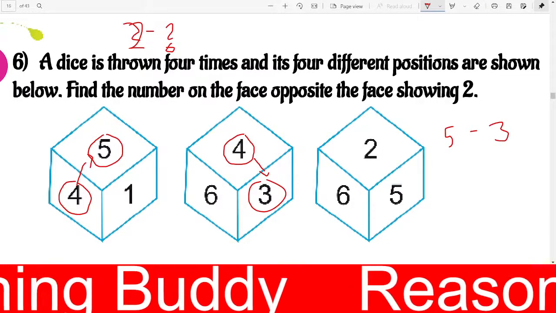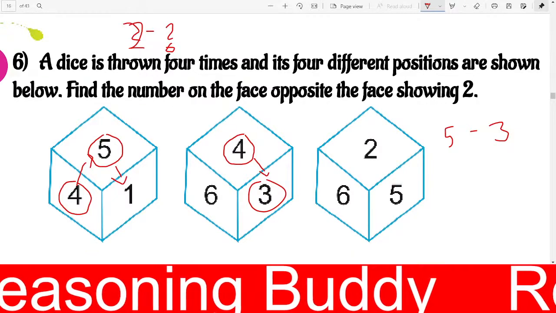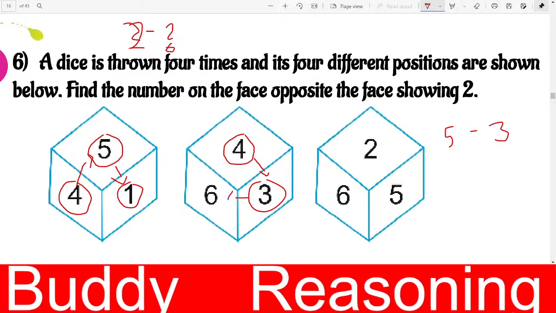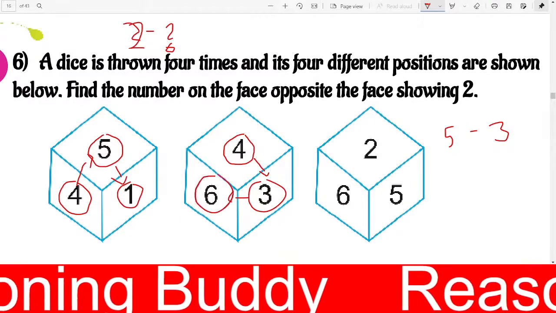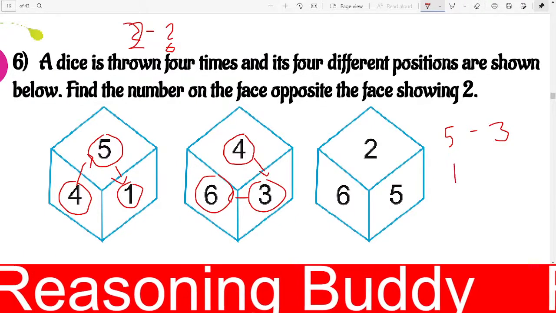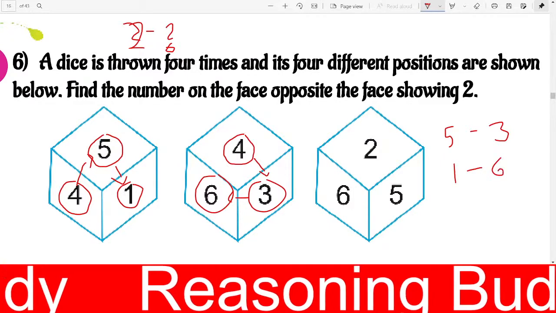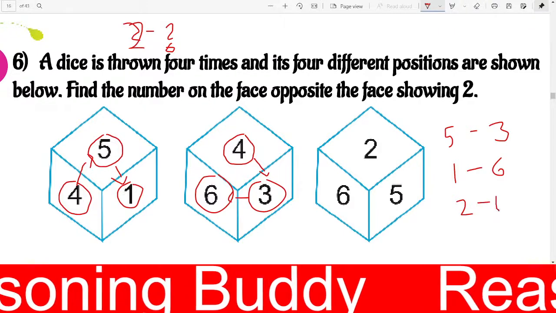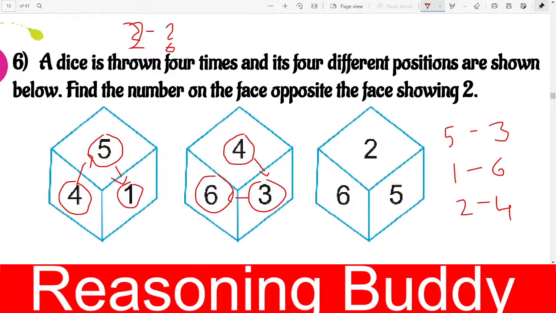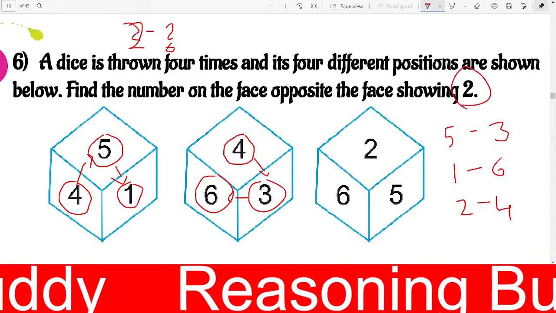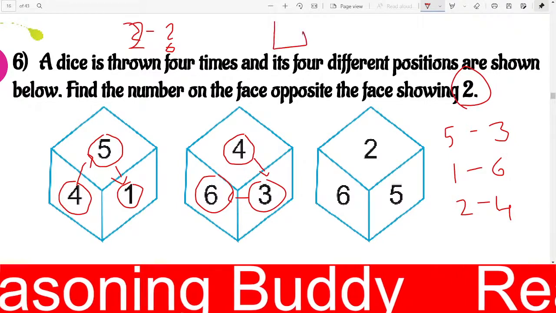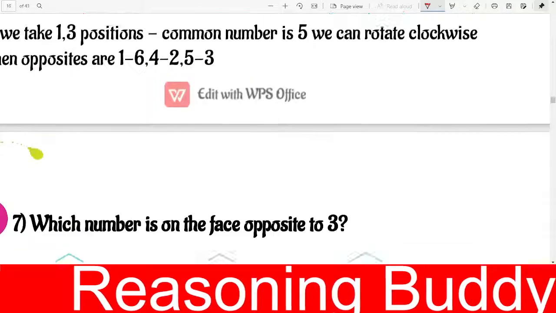So next is 1 and here next is 6. So 1 and 6 are opposite. So absolutely the remaining are 2 and 4. So 2 and 4 are opposite. Here in the question they ask for 2. So the opposite face for 2 is 4.